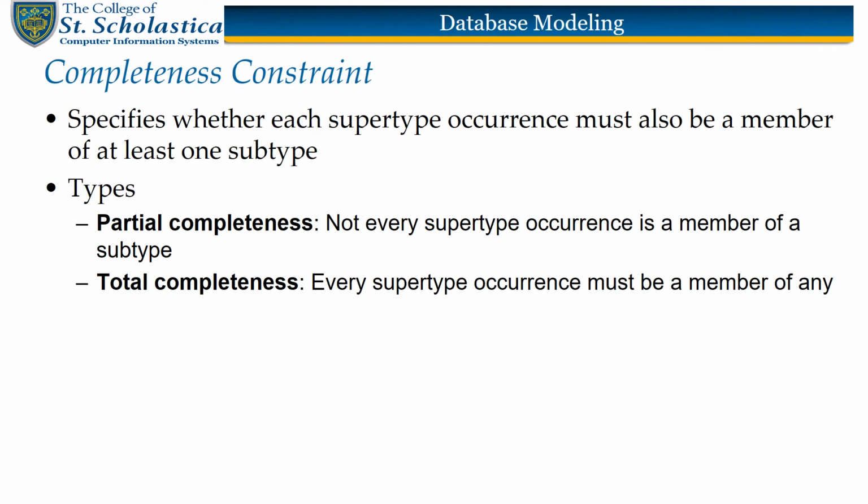The completeness constraint specifies whether each entity supertype occurrence must also be a member of at least one subtype. The completeness constraint can be partial or total. Partial completeness means that not every supertype occurrence is a member of a subtype. Some supertype occurrences may not be members of any subtype. Total completeness means that every supertype occurrence must be a member of at least one subtype.